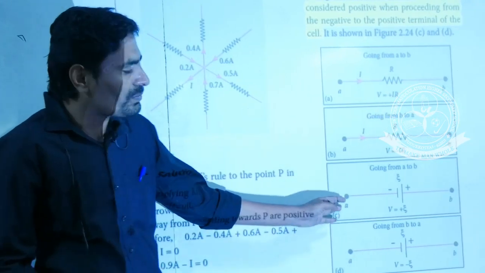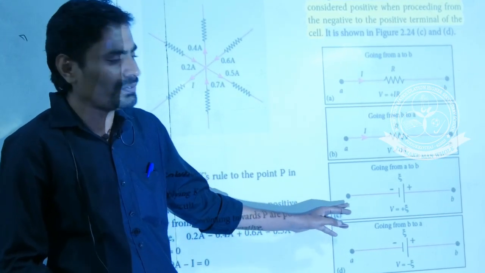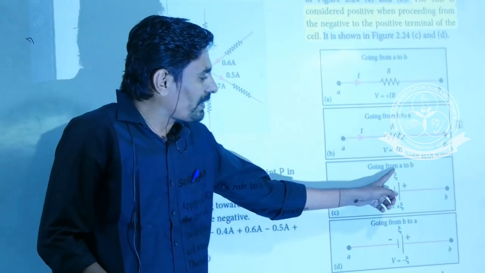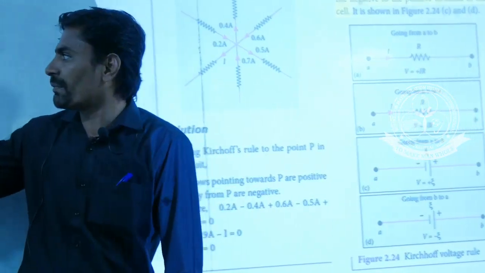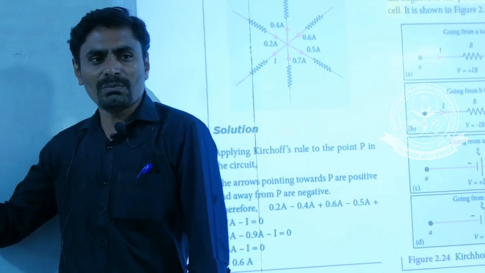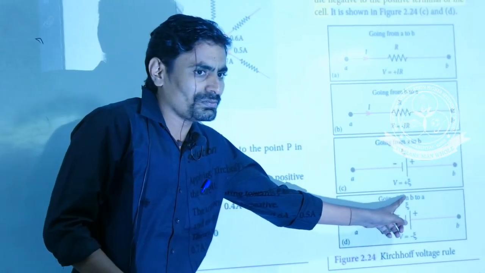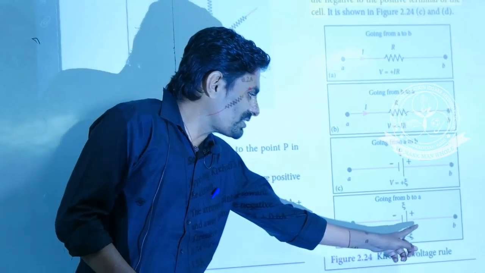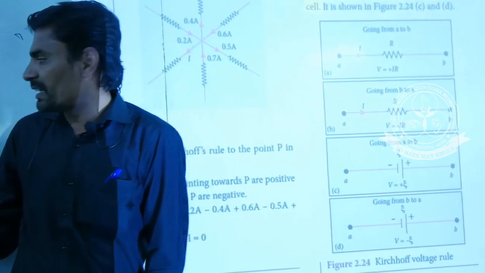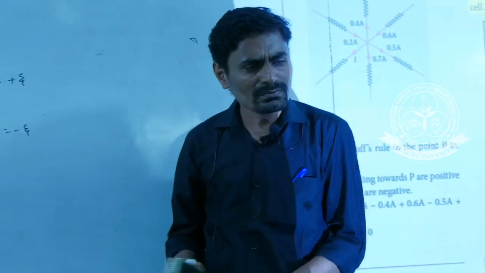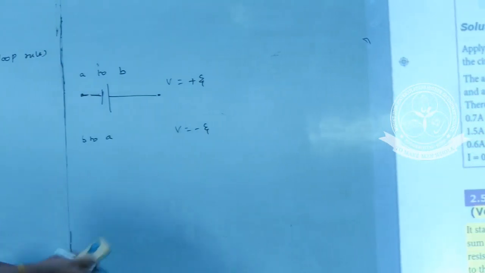Then writing the direction of EMF, it goes from A to B. That means negative terminal to positive terminal is taken as positive. If the EMF goes from positive terminal to negative terminal, it is taken as negative. So we take a negative sign. That is the Kirchhoff voltage rule.